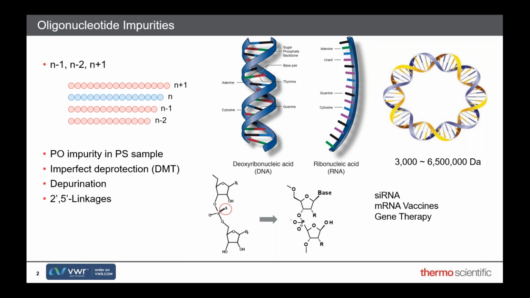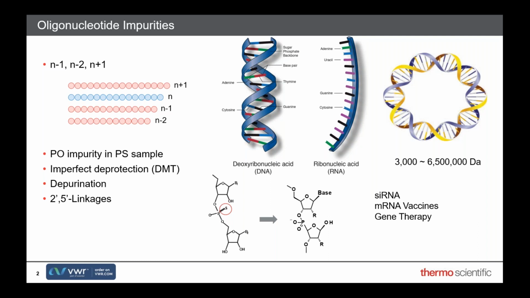Now, these vary quite a bit in size, and that changes what you need to do with the column, or maybe even which column you use. Now, with oligonucleotide separation, even within the last year, the interest has dramatically increased, and that's partly because of the new drug-based products that are oligonucleotide based.